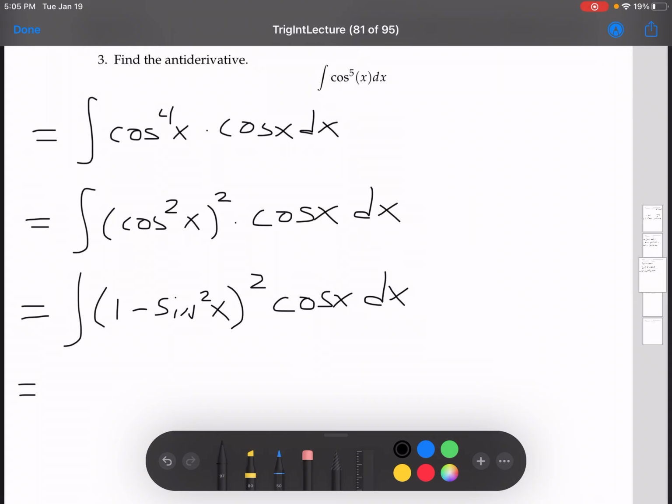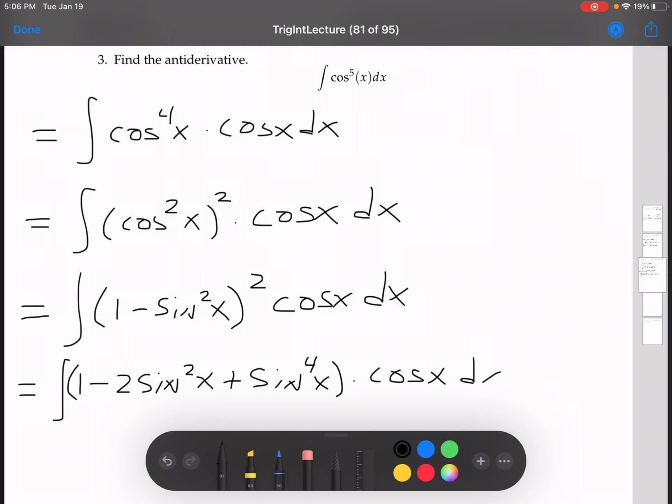All right, and now squaring 1 minus sine squared x, we've got 1 minus 2 sine squared x plus sine to the fourth x, times cosine x dx. And now maybe you're wondering how I got from here to here. So let me show you right here.